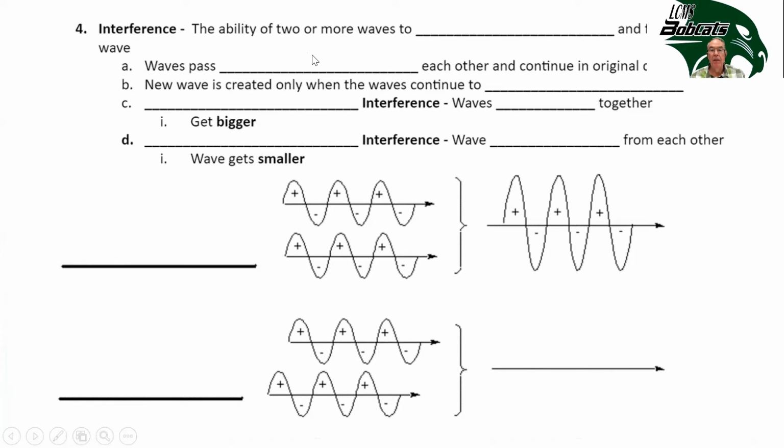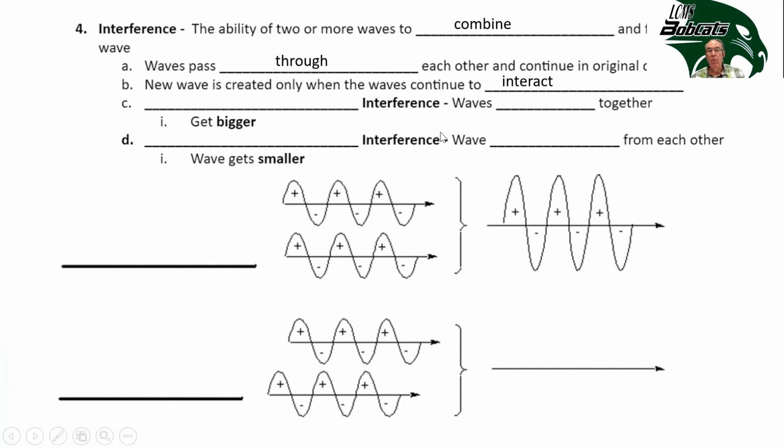And it says it's the ability of two or more waves to combine to form a new wave. Okay? The waves pass through each other and continue on in their original direction. The new wave is created only when the waves continue to interact, which should just make common sense. If the waves stop happening, then the interference is going to stop happening. That's all that's saying. If the original waves stop, then the combined interference is going to stop also.